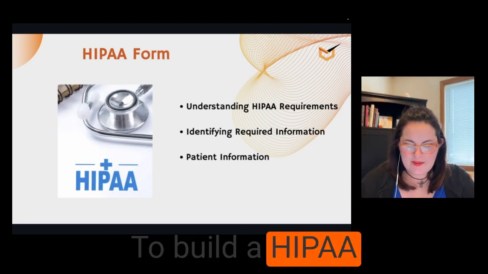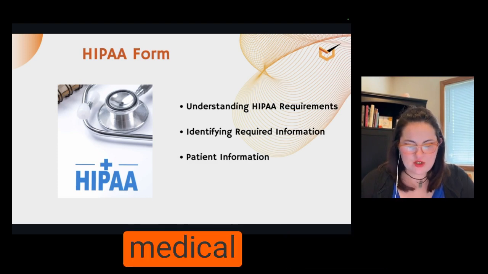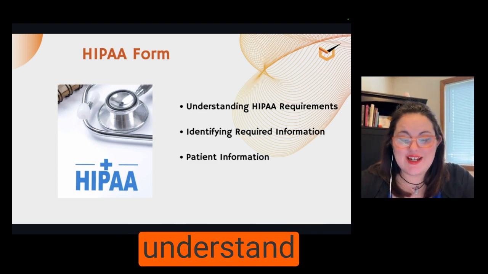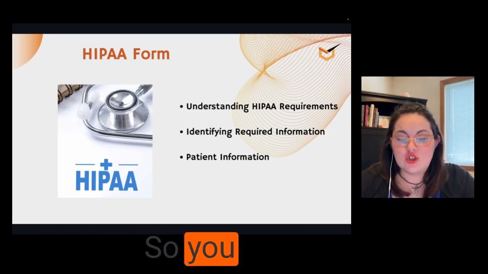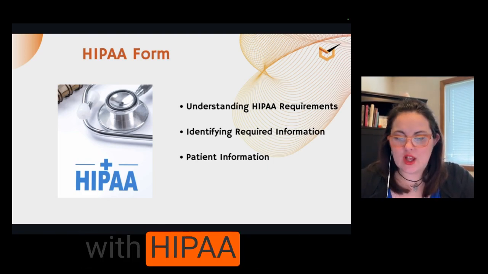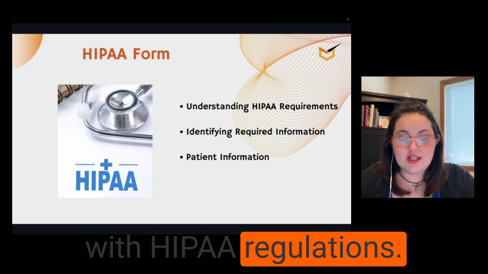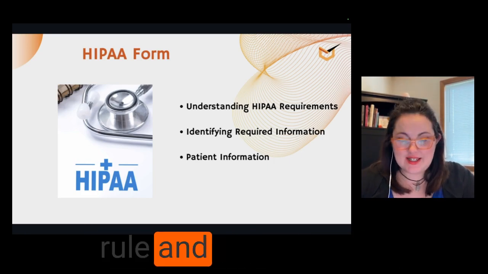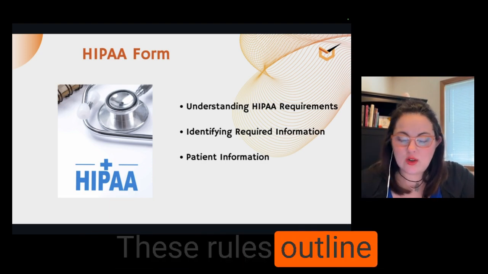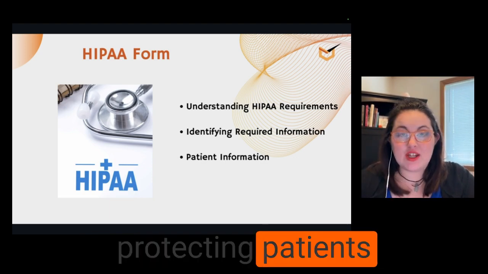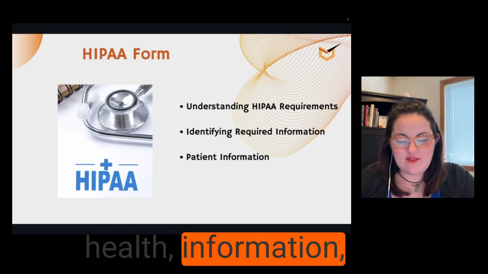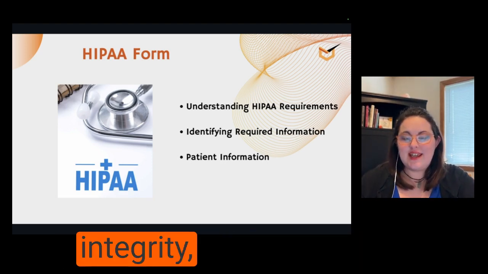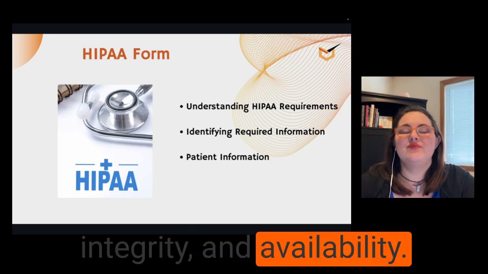To build a HIPAA form for your private medical practice, follow these steps. First, we need to understand the HIPAA requirements. So you need to familiarize yourself with the HIPAA regulations, specifically the privacy rule and security rule. These rules outline the standards for protecting patients' health information and ensuring its confidentiality, integrity, and availability.